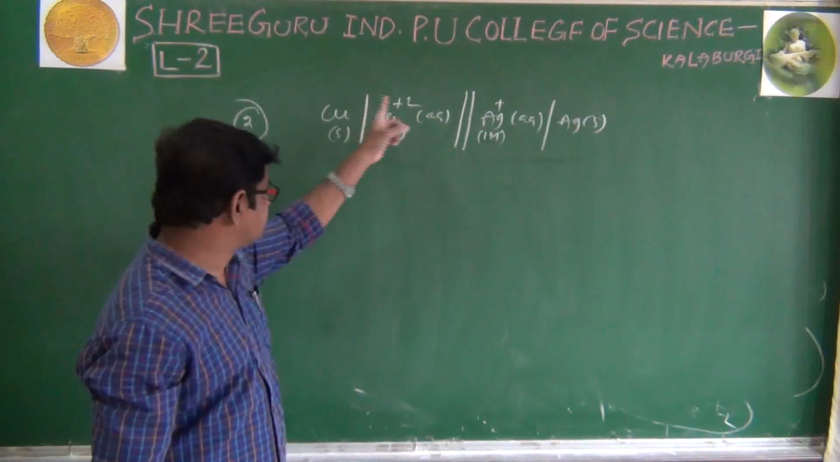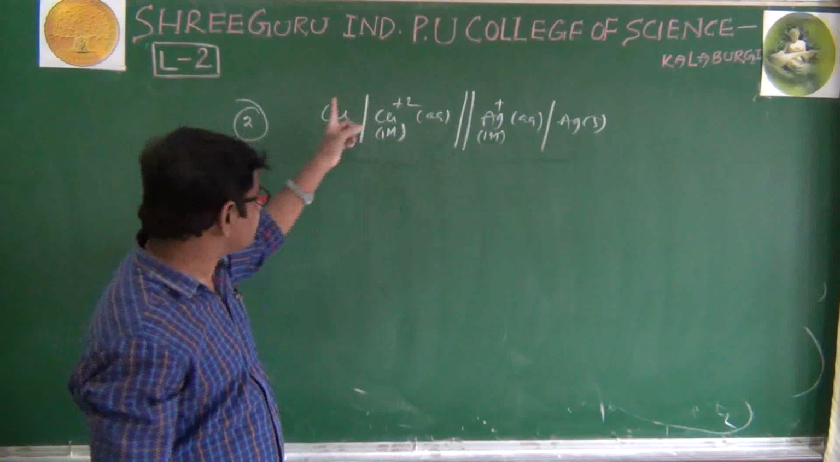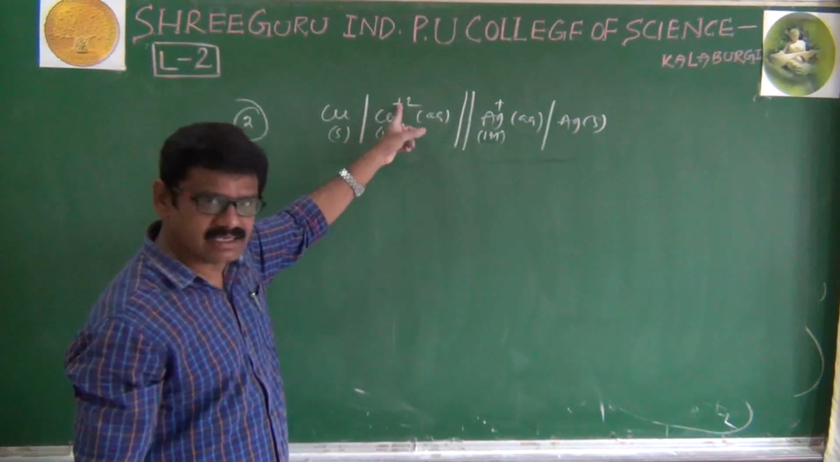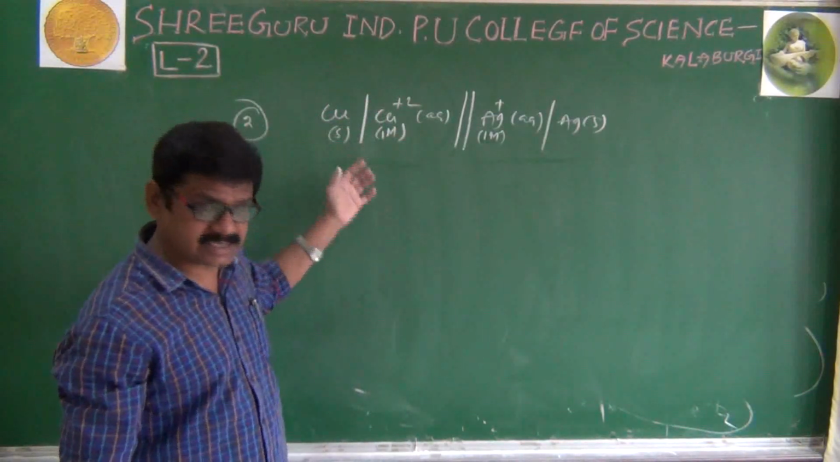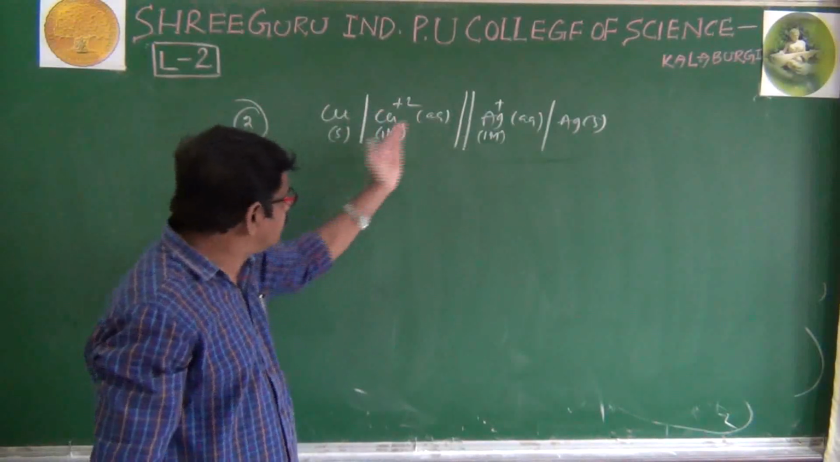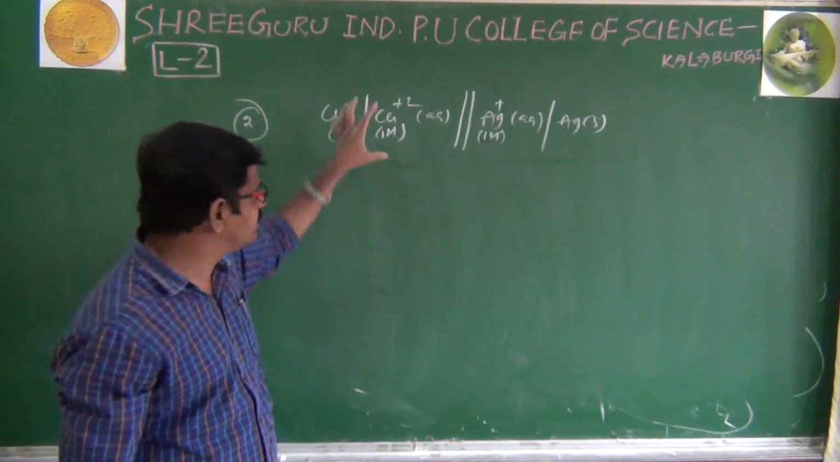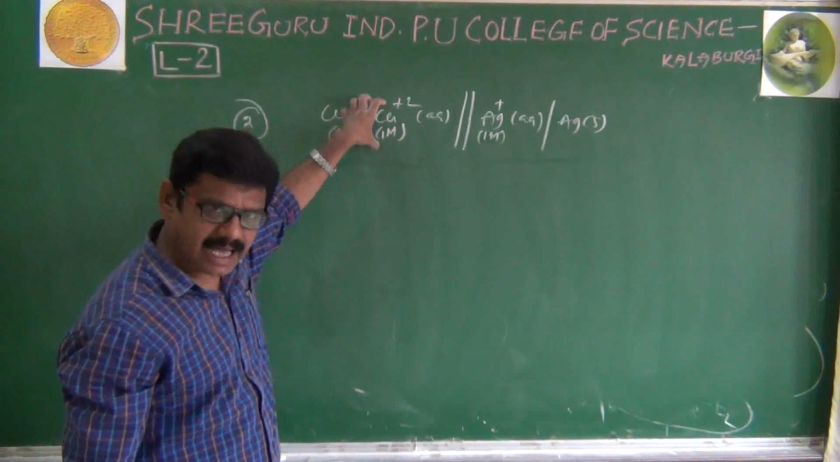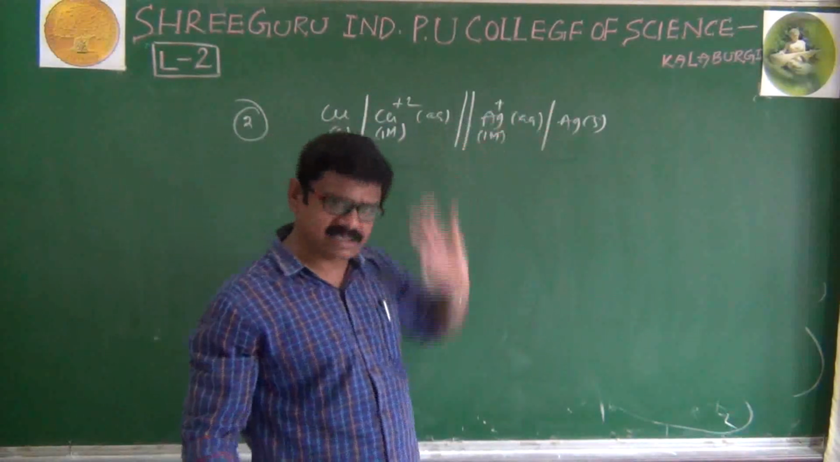Copper is converted to plus 2 state, meaning an increase in oxidation state. That's why it is an oxidation process, and at the same time this electrode is on the left side of the salt bridge. Definitely here oxidation takes place, so it is the anode, and reduction takes place at the cathode.